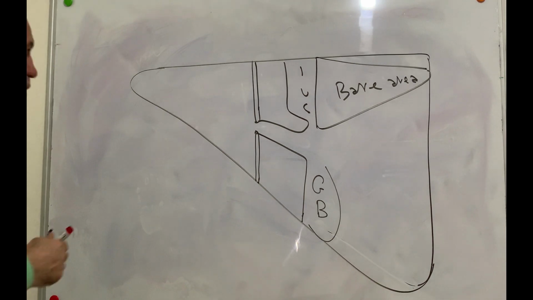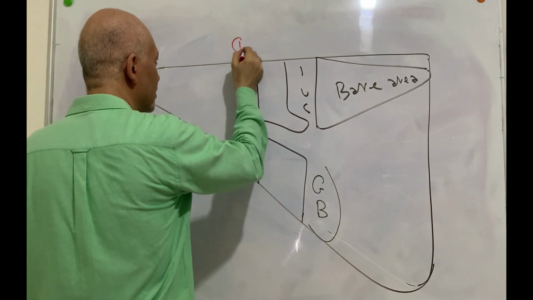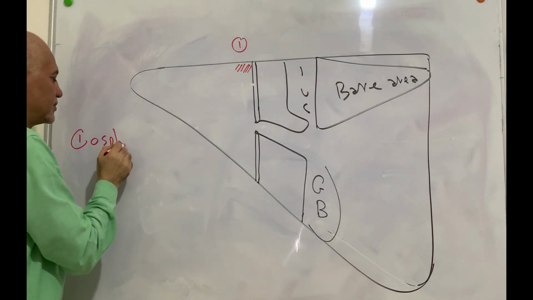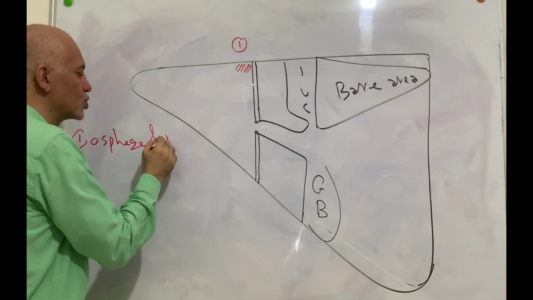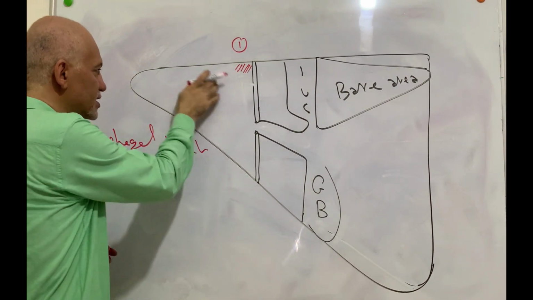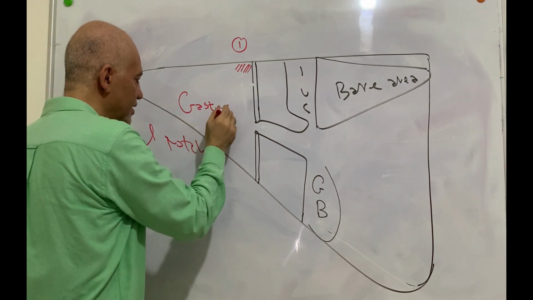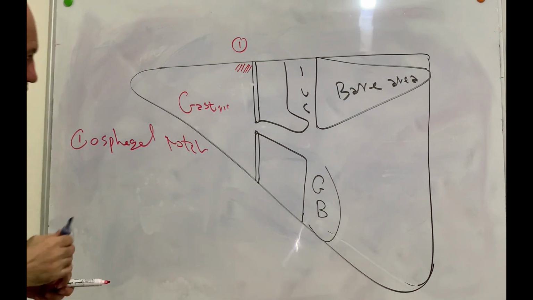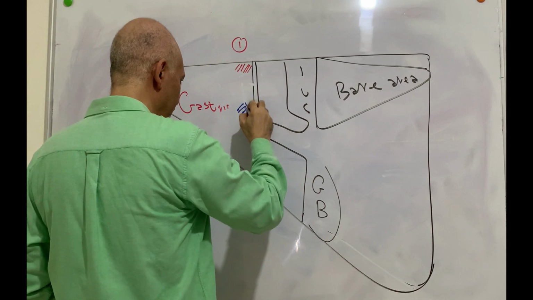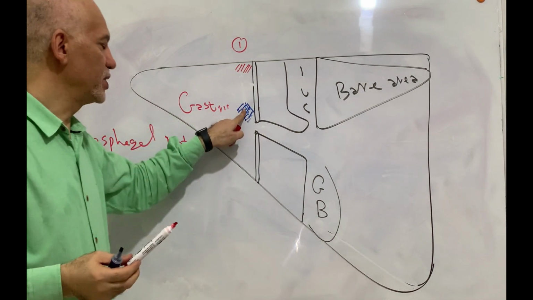Impressions again. This area, number 1, esophagus, the esophageal notch. And this large area, gastric, stomach. There is an elevation here. This part is called tuber omentale.